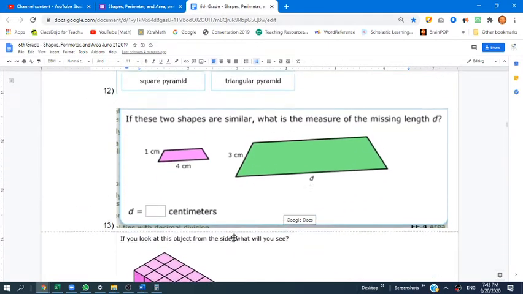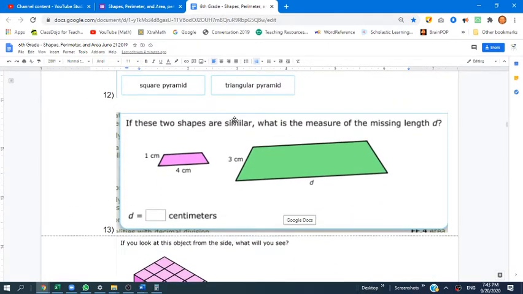Number 13. Which of these two shapes are similar? If these two shapes are similar, what is the measure of the missing length of D? So see the side right here, and the side right here and here. If the two shapes are similar, what is the length of side D in centimeters?